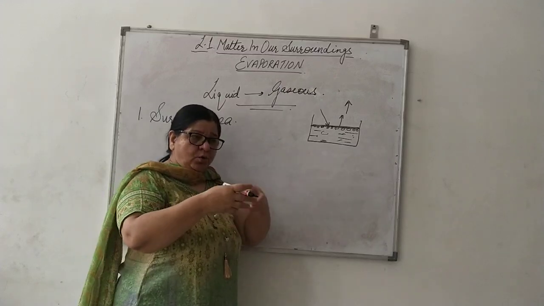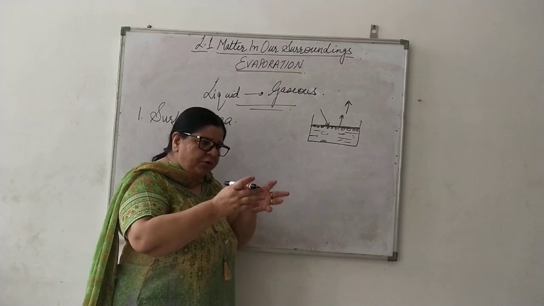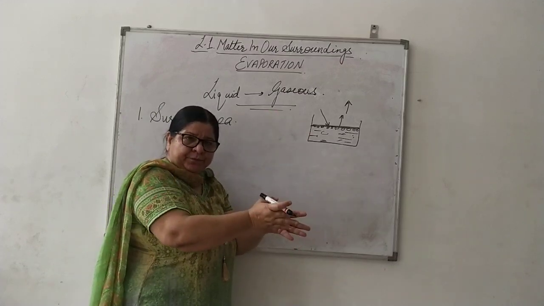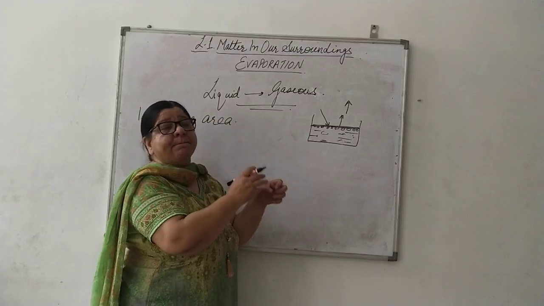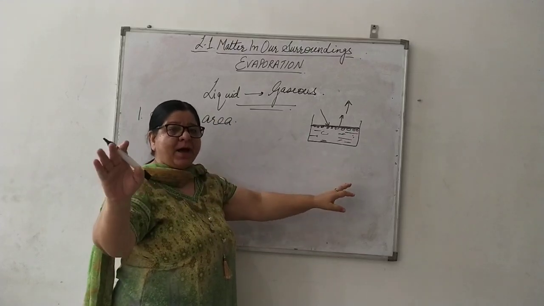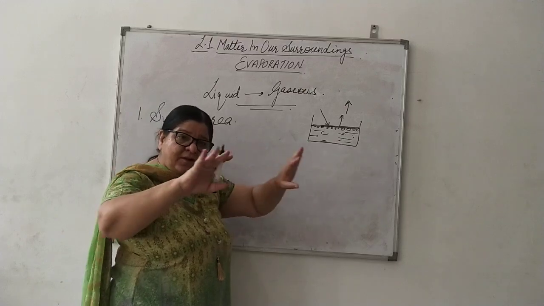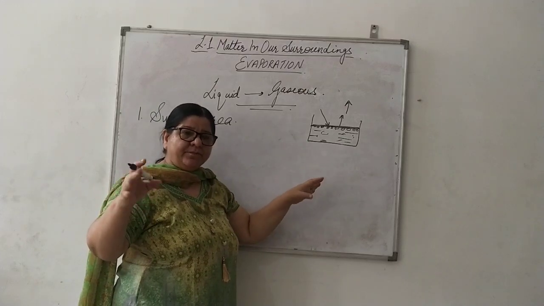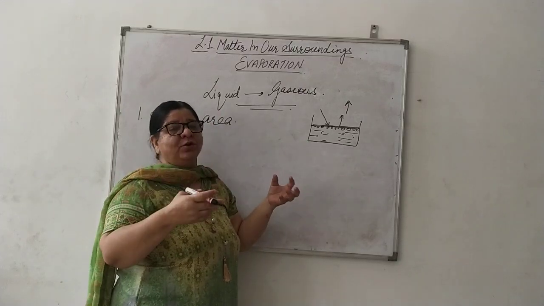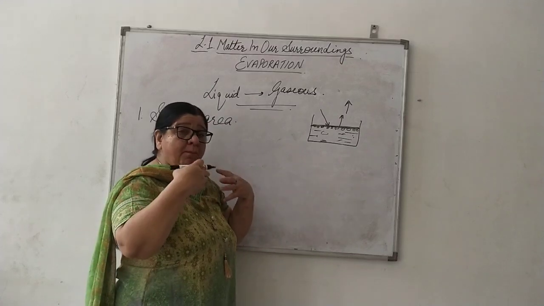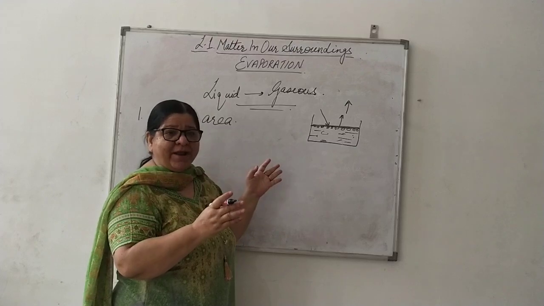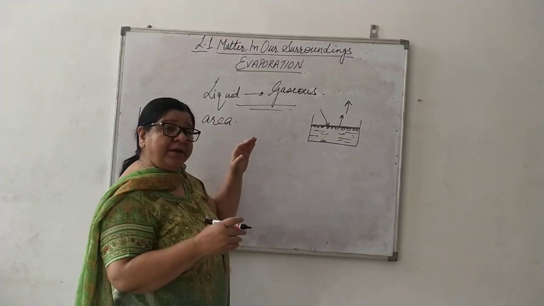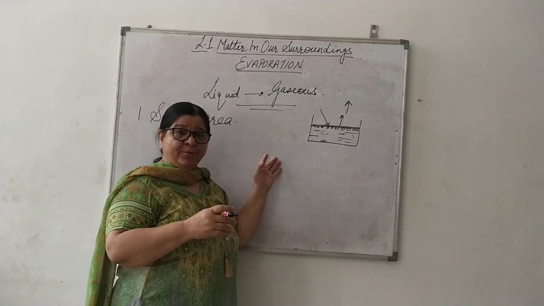Like when you wash the clothes, if you just put all the clothes together to get dried, it will take lots of time. But if you spread them out nicely, the surface area will be increased. The evaporation will also take place more quickly, and the clothes will get dried. So more the surface area, more is the evaporation.